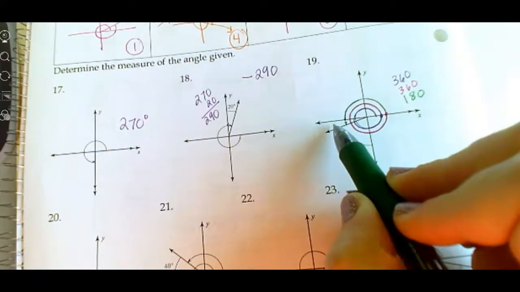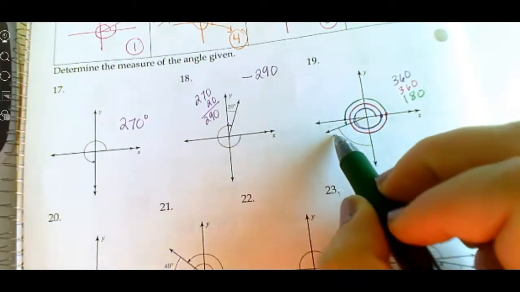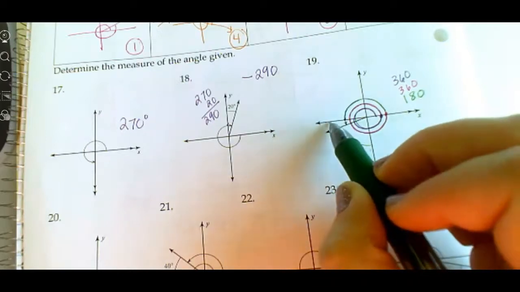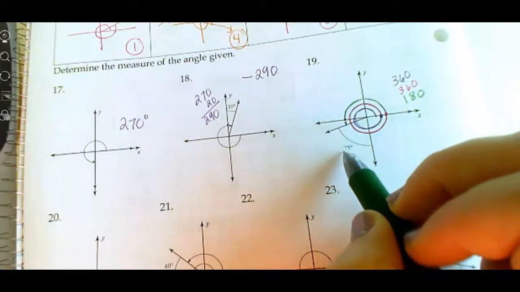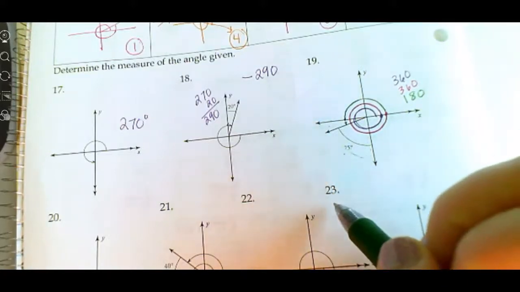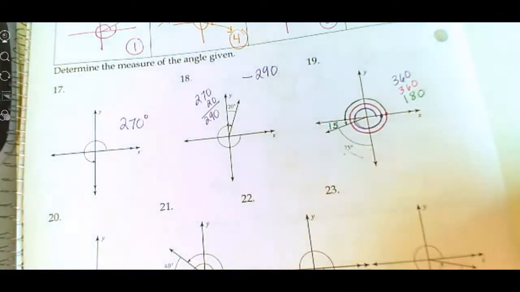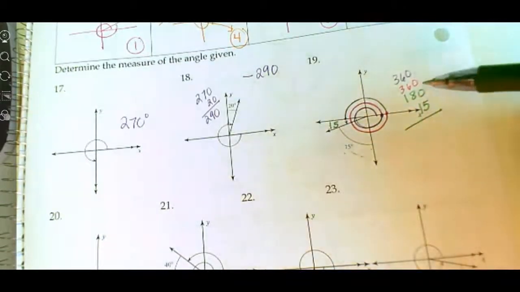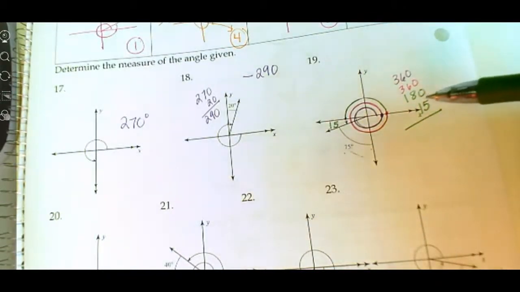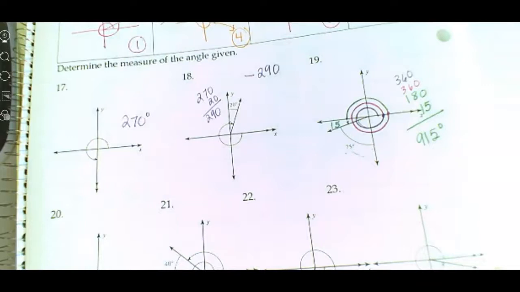So the question is, how much is a little bit more? I know this is 75, and I know this whole thing is 90. So I can take 90 minus 75 and figure out that this part right here is 15. And so to figure out my angle here, I'm going to take 360 and 360 and 180 and 15 and add all that together. And I get 915.